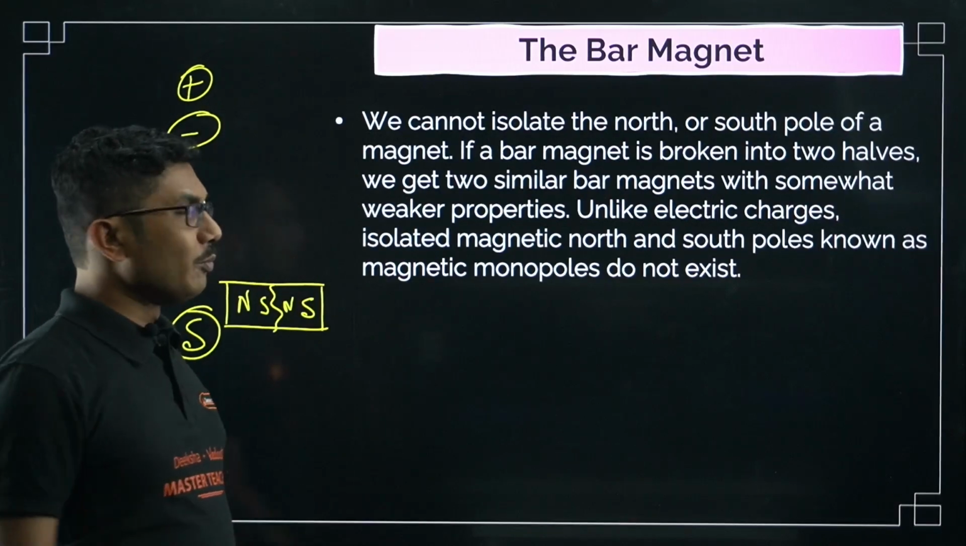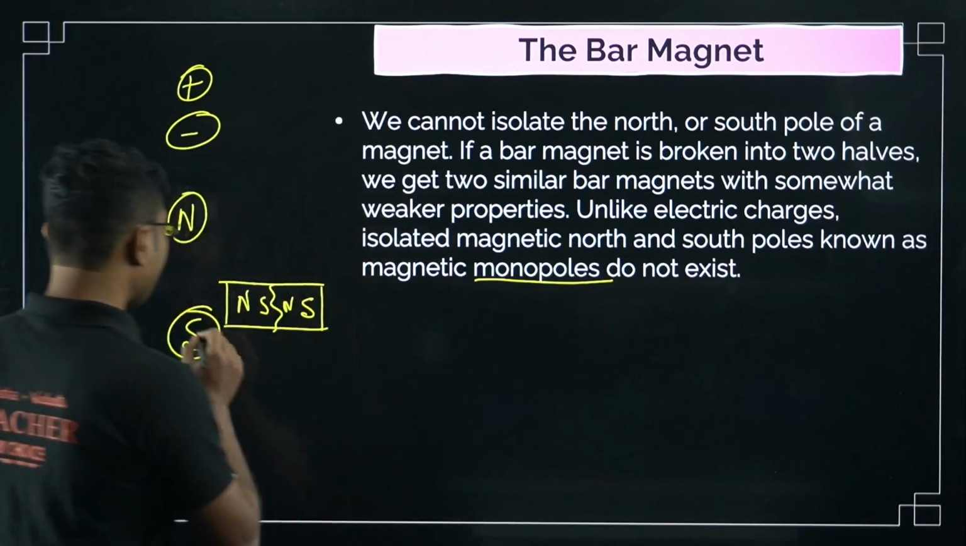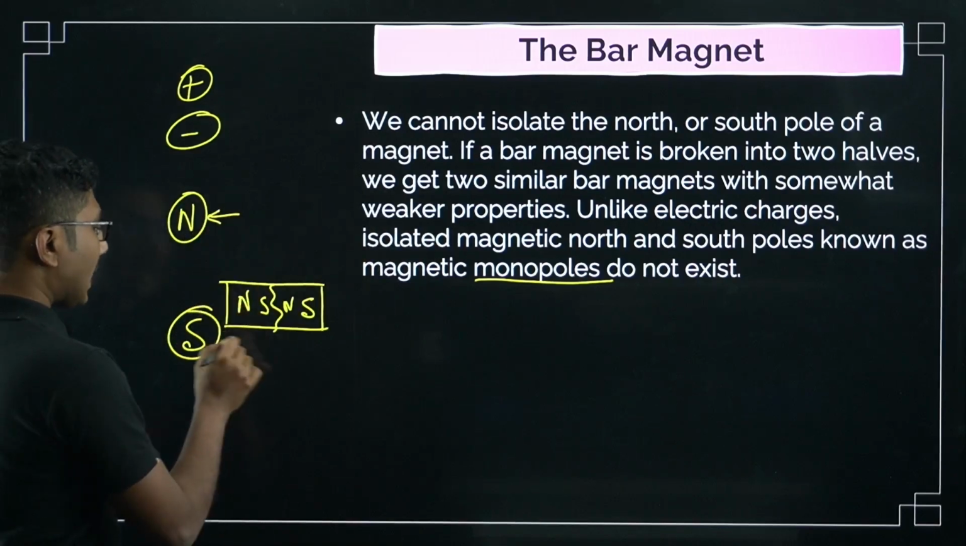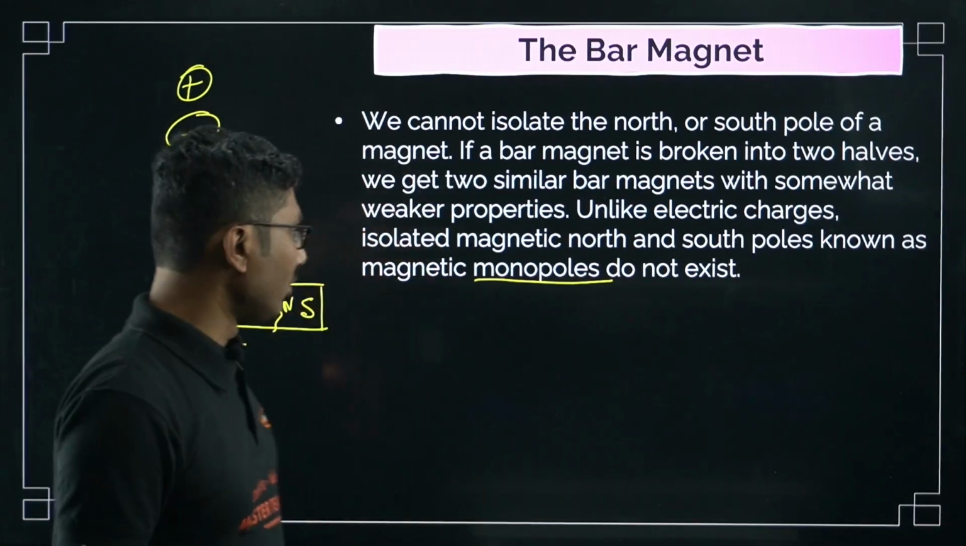So monopoles do not exist. Monopoles means singular poles are called monopoles. They are hypothetical things. You cannot actually have a magnetic monopole.